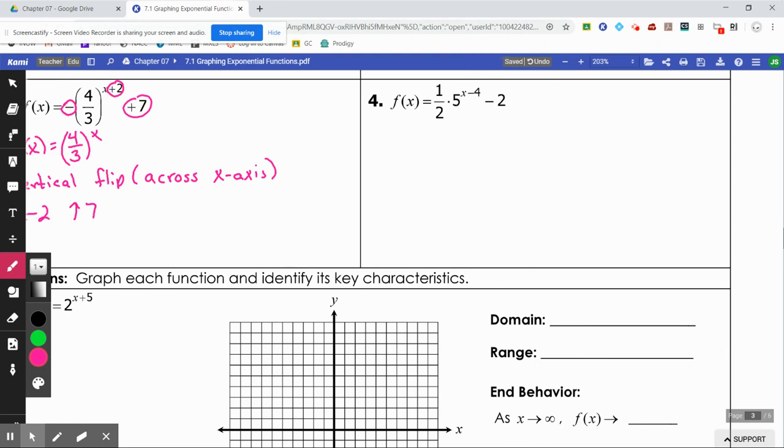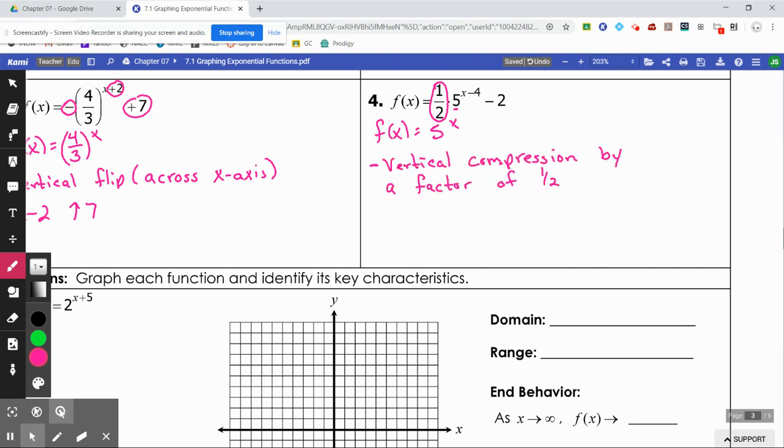Number 4, parent function, y is equal to whatever number is being raised to the x power. Transformations, let's do multiplication first. 1/2 is being multiplied. Since 1/2 is smaller than 1, that would be a vertical, again, it's not on the x value, so it's a vertical compression by a factor of 1/2.